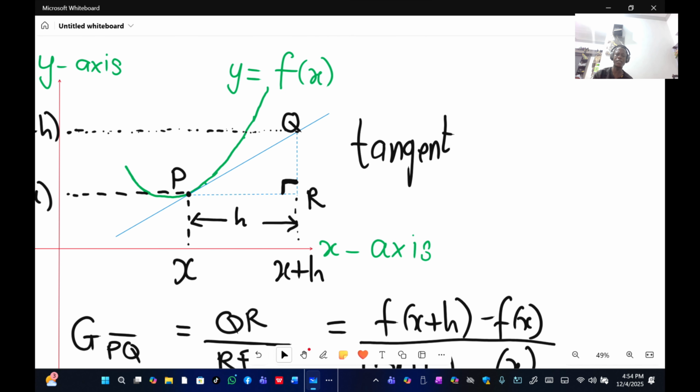Now, we want to find the gradient of the line at point P. We don't just want to find the gradient of the tangent, but we want to find it at the point where it meets the curve. So you could see that you have to shift from your right hand side. You have to start removing the small increment that has been added. So you have to move towards the initial x value. That is when we are supposed to apply the concept of limit.